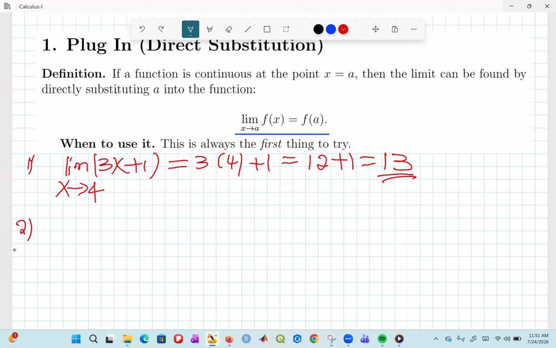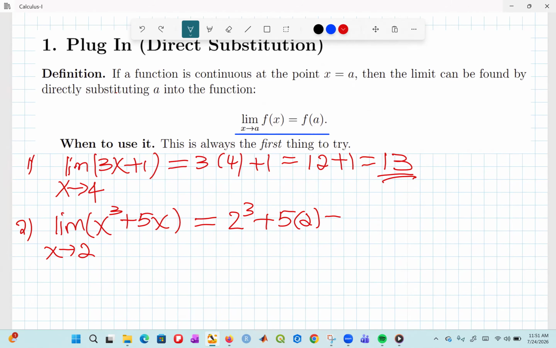Let's see example 2: the limit of x cubed plus 5x as x approaches 2. Again, let's use direct substitution. 2 cubed plus 5 times 2. So 2 cubed is 8, plus 10 equals 18. We got a real number, therefore the limit of x cubed plus 5x as x approaches 2 is 18.